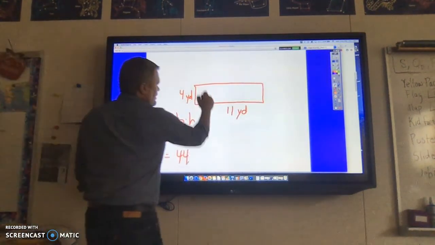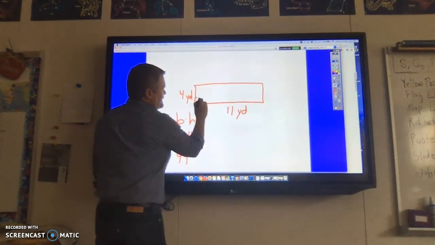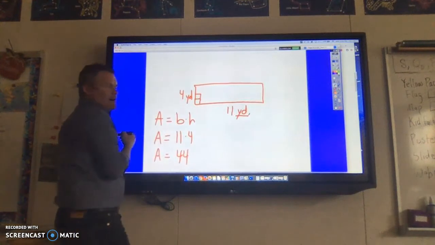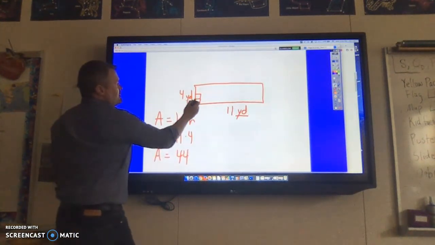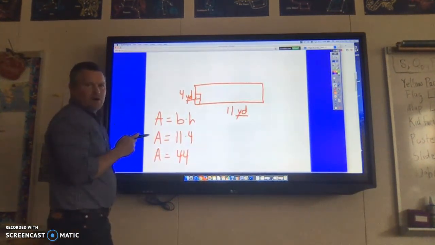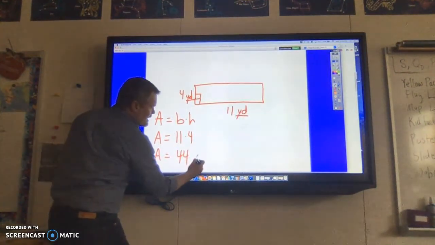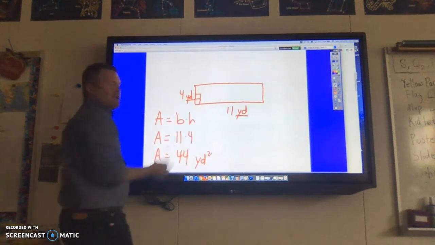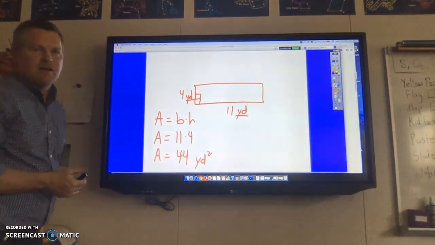Well, if I was to draw all those squares, I would find out that each of these squares was 1 yard squared. Yard times a yard is a yard squared. So we're going to write yards squared because we're counting how many squares are inside the space.